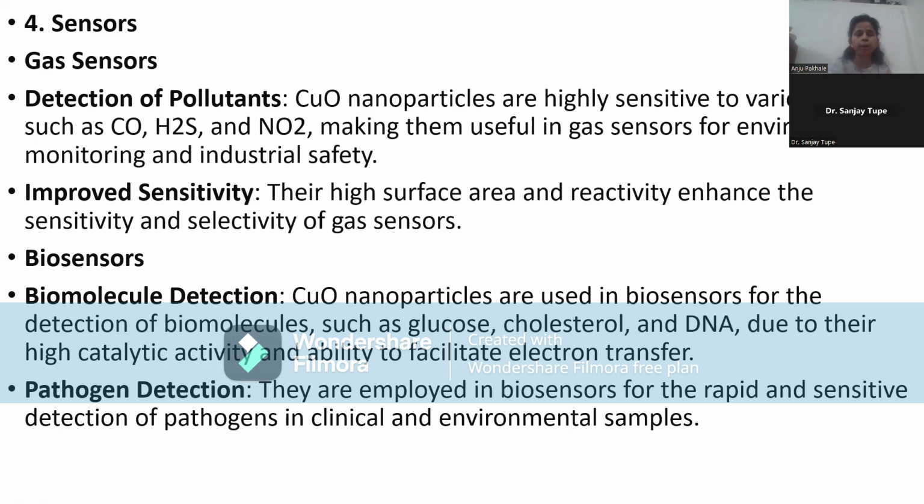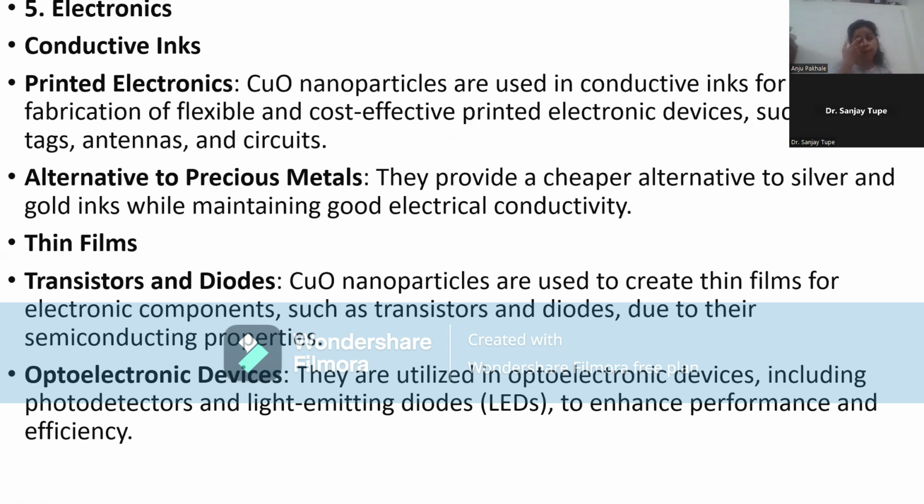Biosensors, biomolecule detection: copper oxide nanoparticles are used in biosensors for detection of biomolecules such as glucose, cholesterol, and DNA, due to their high catalytic activity and ability to facilitate electron transport. Pathogen detection: they improve biosensors for the rapid and sensitive detection of pathogens in clinical and environmental samples. They can also be used in electronics for conductive inks, printed electronics. Copper oxide nanoparticles are used in conductive inks for fabrication of flexible and cost-effective printed electronic devices such as tags, antennas, and circuits, as an alternative to precious metals.